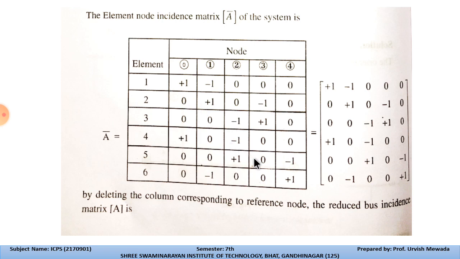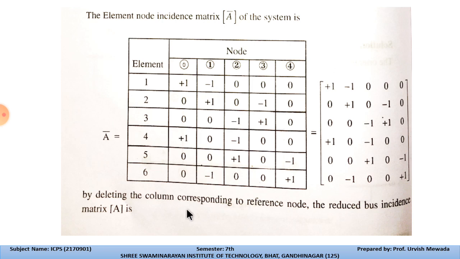So now after that we can put this matrix in the form of this, like the matrix. So plus 1 minus 1 0 0 0. So similarly 0 plus 1 0 minus 1 0 from row number 2. So row number 3, 4, 5, all the rows can be written like this.